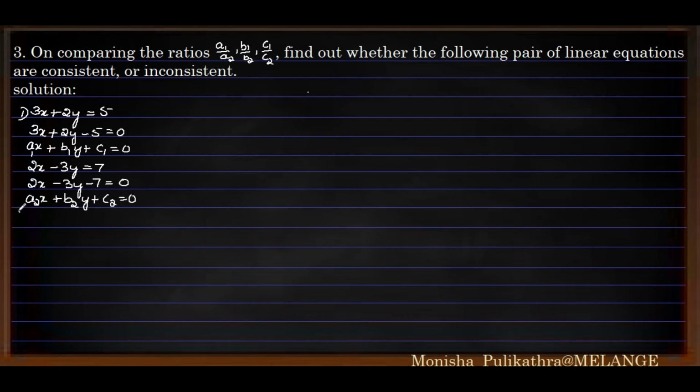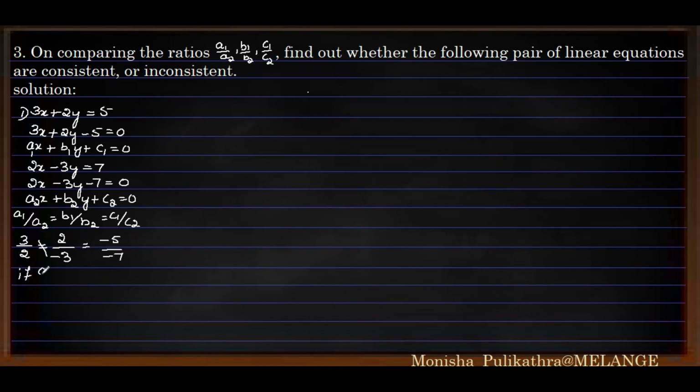Next we need to find the ratios, that is a1 by a2 is equal to b1 by b2 is equal to c1 by c2. So this is the ratio we need to find out. So first a1 is 3 and a2 is 2, b1 is 2 and b2 is minus 3, and c1 is minus 5 and c2 is minus 7. Here clearly a1 by a2 is not equal to b1 by b2.